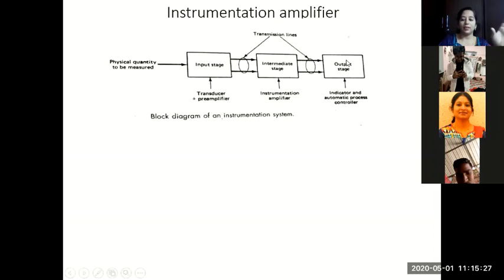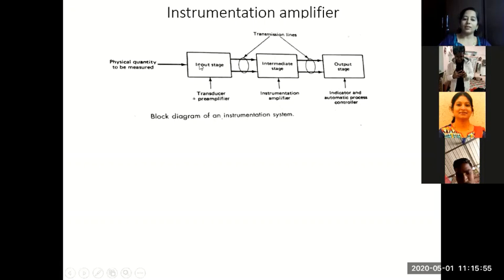So if it's used in a process control plant or in a factory, it will have a controller. Based on that output value, you will take some action like switch on the fan, send the coolant, or switch on the heater, something like that. So some kind of control action can be done based on the measured value. So this whole system is called an instrumentation system.